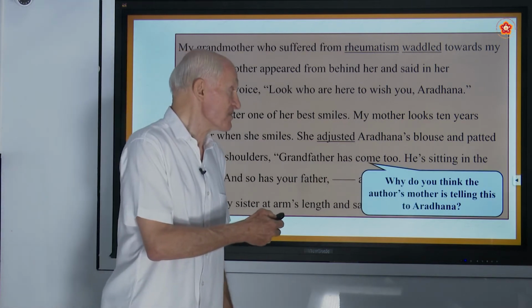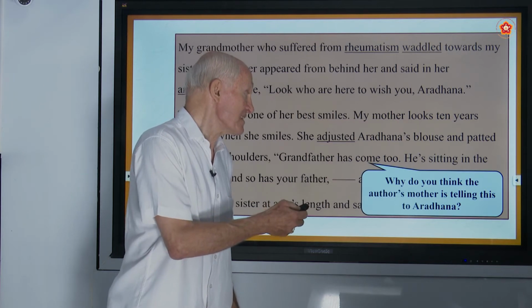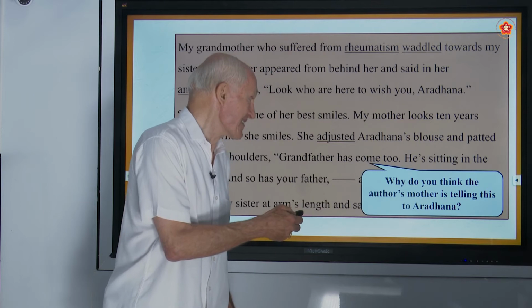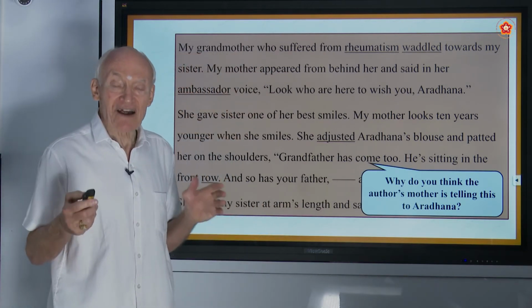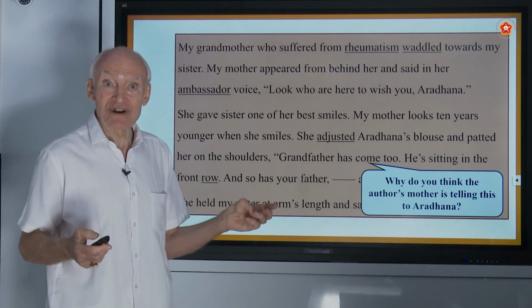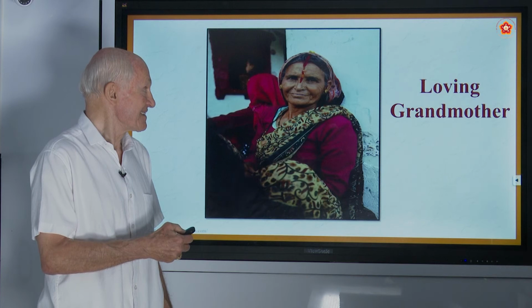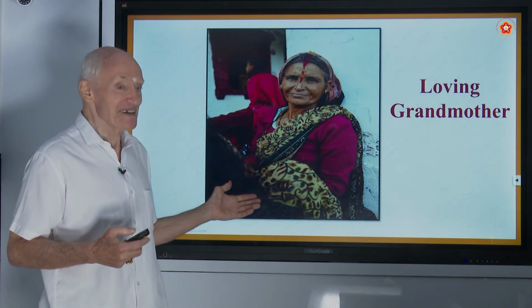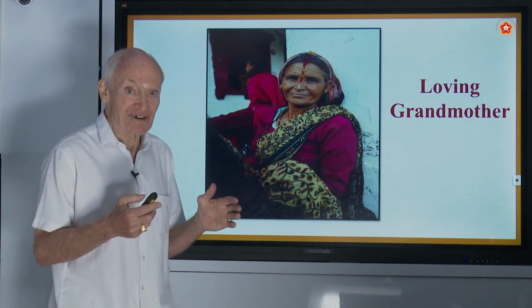Why do you think the author's mother is telling Ardna, okay, your grandfather has come? Because she wants Ardna to feel good. Look, your grandmother and grandfather, everybody's here cheering you on. Here's the grandmother right there, with a big smile on her face. She's backstage with Ardna and with Aunt Pramila, okay?